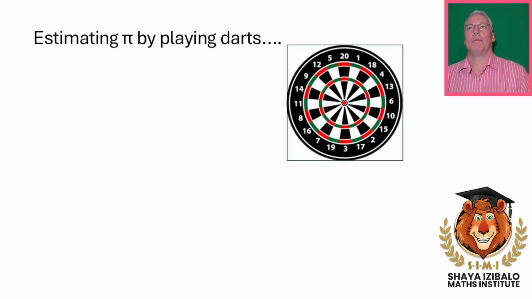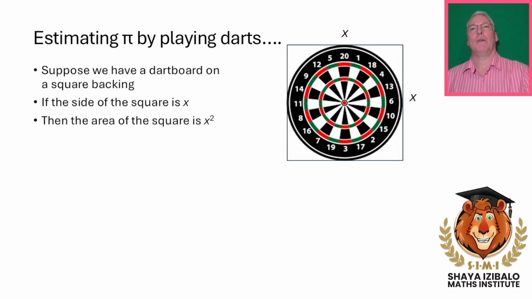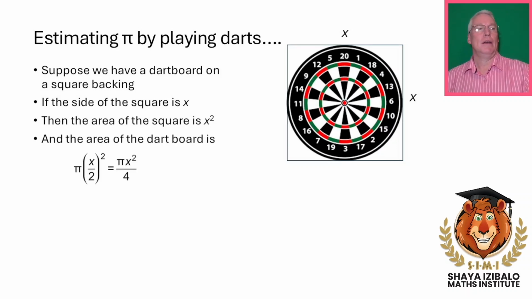The other way that we can approximate pi is by playing darts. And you might say, how on earth? But if we picture a round dartboard mounted onto a square board, okay? Now, if the square's got a side length of x, then obviously the area of the square is x squared. The radius of that circle will be half x, so its area will be pi x squared over 4.